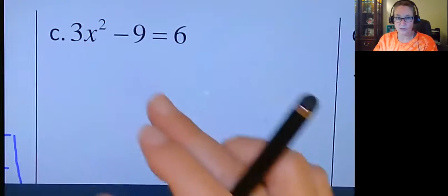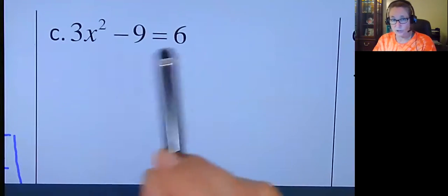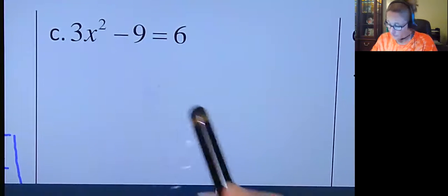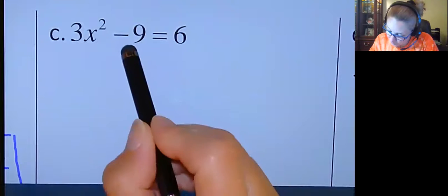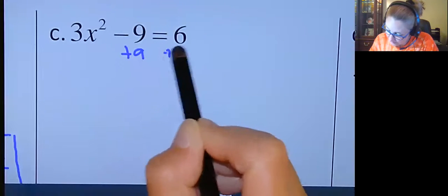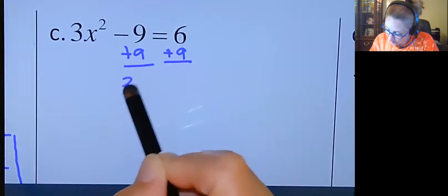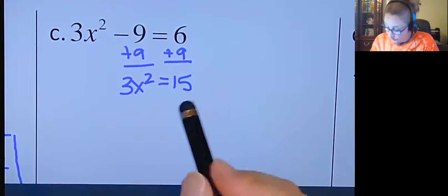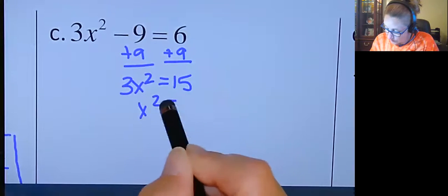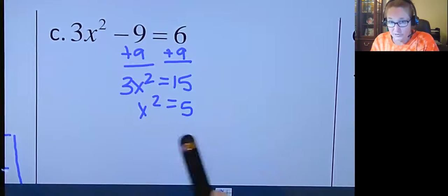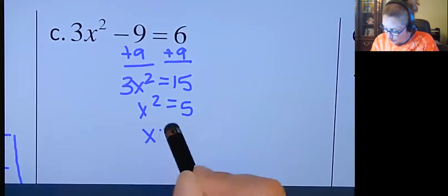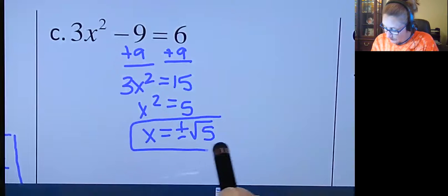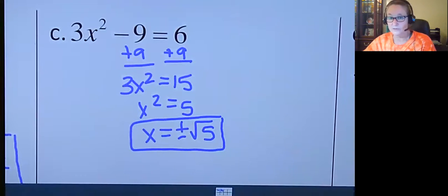On this one here where you have just an x squared and no x, what I would recommend is to get the x squared on one side, everything else on the other side. So I'm going to be adding 9 to both sides. And I'm going to get 3x squared is equal to 15. I'm going to divide both sides by 3, and I get x squared is equal to 5. And then I'm going to take the square root, and anytime I take the square root, I get a positive and negative. So I get plus or minus root 5. And that's that answer.